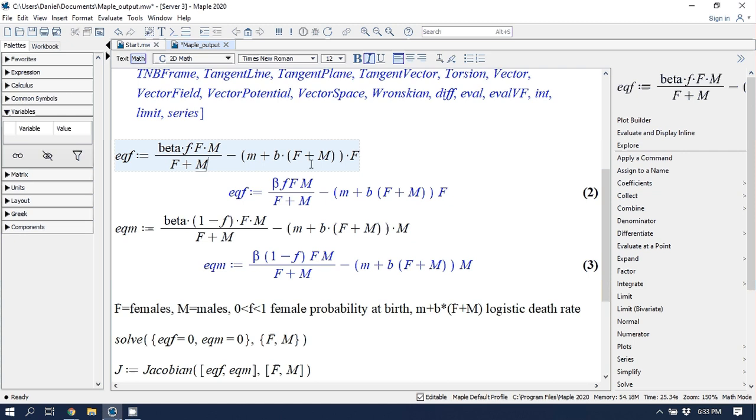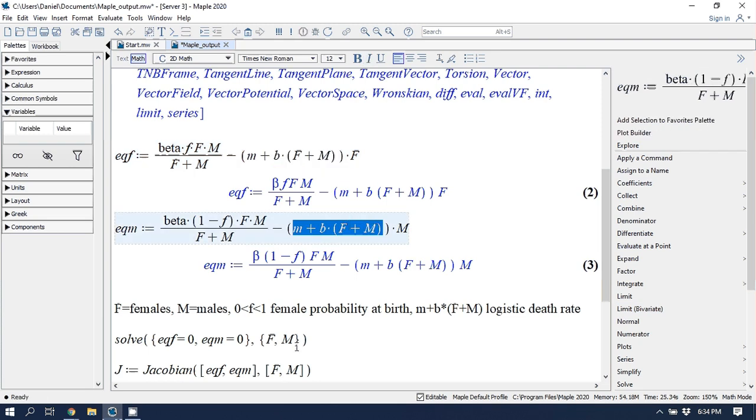And the logistic mortality is given by this increase in linear term. So f plus m is the total population. If you look at just this parenthesis, that's essentially the mortality rate, just the death rate if you want. Again, increasing with the total population to make it logistic.